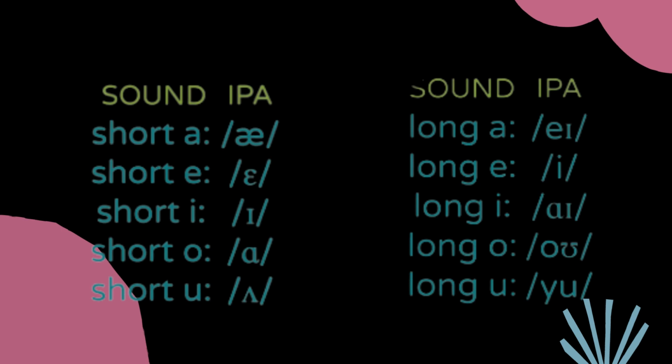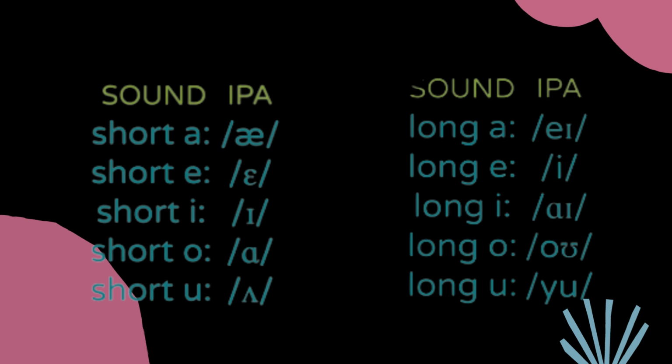Now let's have a recap of the short vowel sounds. Ah, apple. Eh, elephant. Iguana. Oh, octopus. Umbrella.